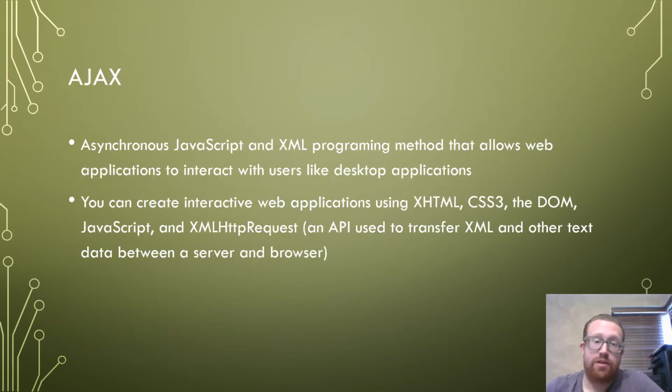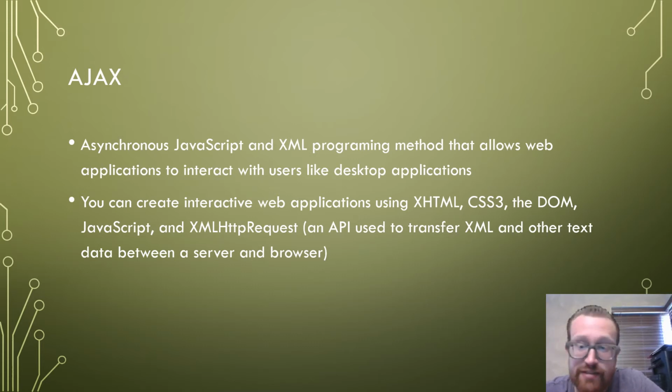The text does mention something called AJAX, which is asynchronous JavaScript and XML programming. It's a programming method that allows web applications to interact with users like desktop applications. So think about how you would access Microsoft Word on your desktop. You would click on it, you would access it, and it would open up. AJAX is similar, only instead of it being on your desktop, it's now online, and it could be accessed using online methods. You can create an interactive web application using XHTML, CSS3, the document object model, JavaScript, and XML.